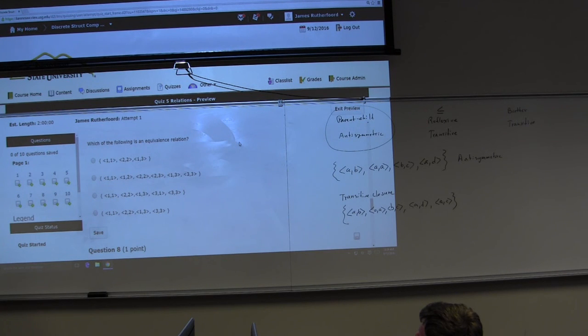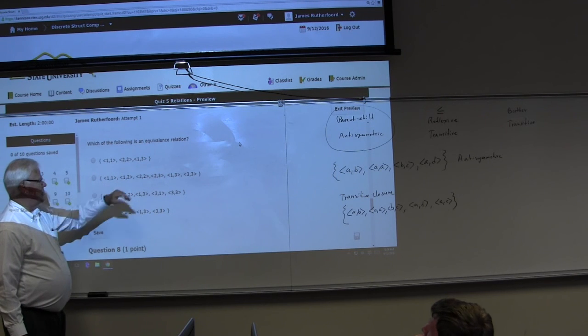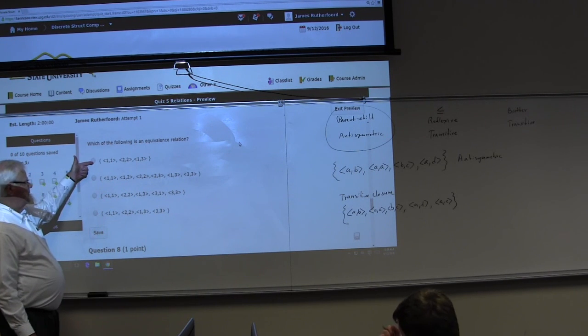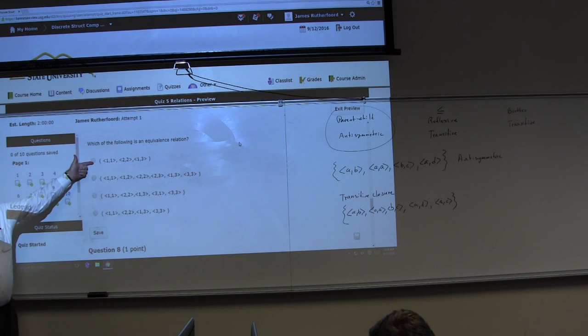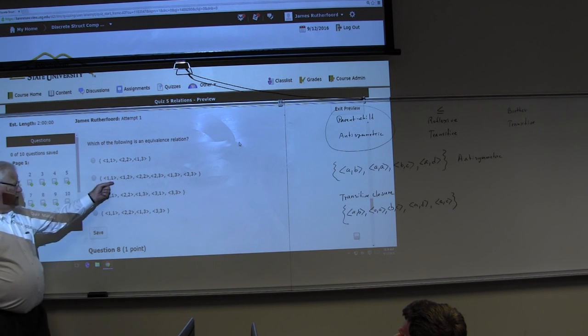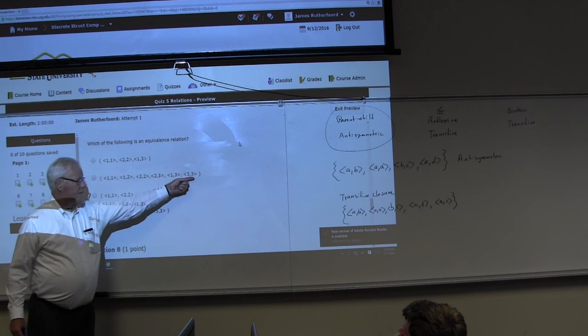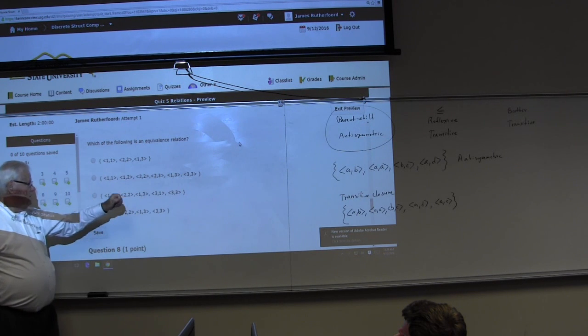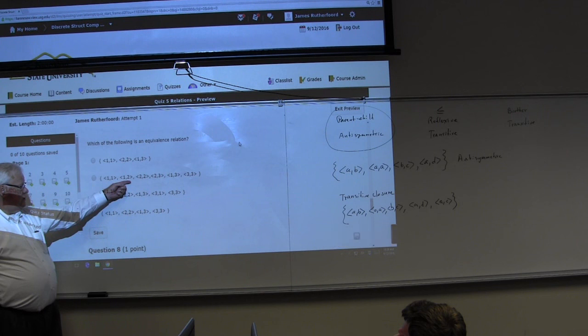Okay? So knowing that now, let's look at this. Is this reflexive? This first one? No. What's missing? 3, 3. Reflexive is itself. Yeah, 3, 3 is missing here, isn't it? So that's not it. What about this one? We have 1, 1, 2, 2, and we have the 3, 3, right? We have 1, 2. Do we have 2, 1? No. It's not symmetric, is it?